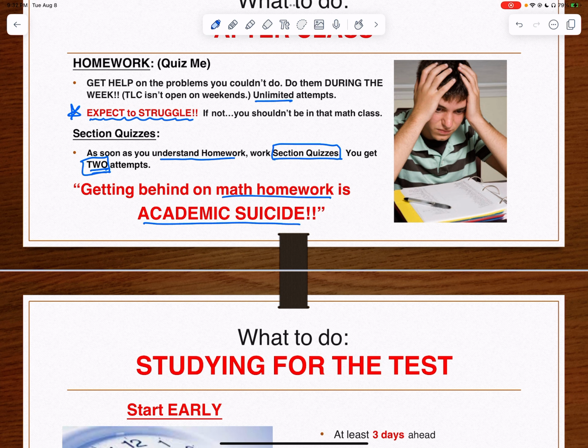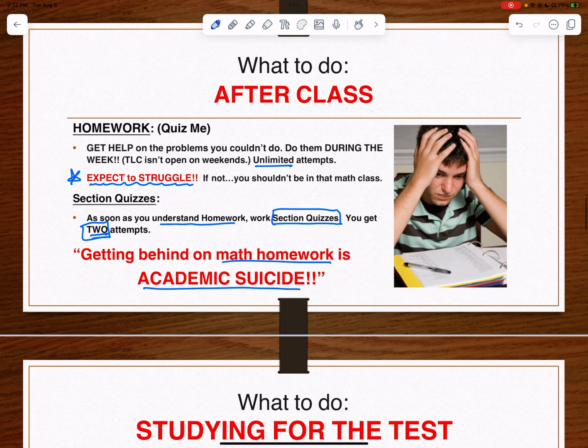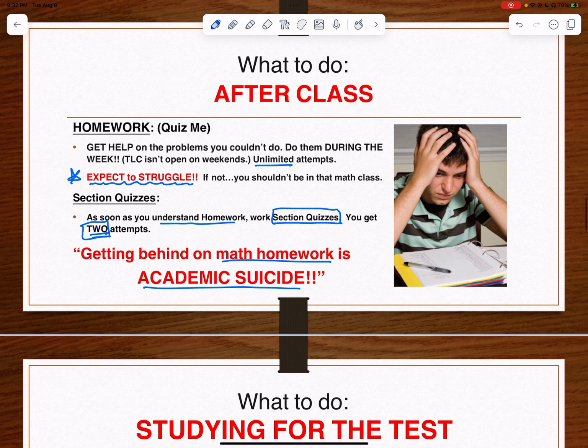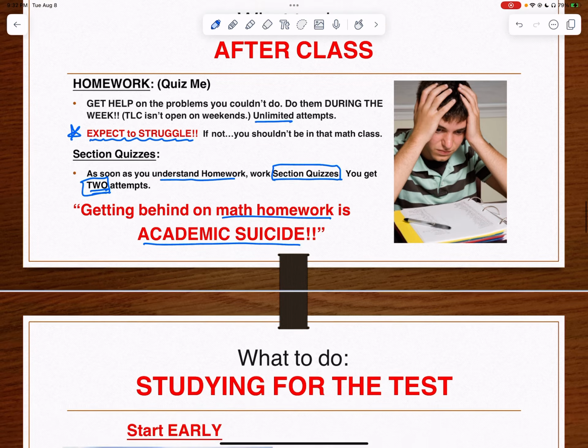Maybe you don't understand about a third of a section, and then you don't go to the TLC. You don't come and get help from me, and then math builds. So the next thing you know, you're a whole section behind, and then you don't understand a half a chapter, and then it just keeps building. Okay, so do stay up on all of your work and do it during the week if at all possible.